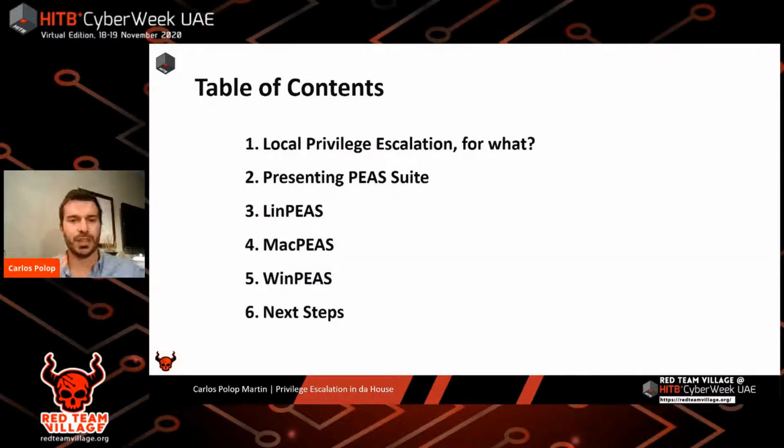So let's see the agenda we're going to see in this talk. First of all, I'm going to try to teach you, or try to defend, why local privilege escalation is useful. Then I'm going to present PEASS, the suite of tools that I have developed in order to find misconfigurations in machines more easily, so you can just execute some script, find the misconfigurations, exploit them, and escalate privileges easily in each machine. Then we are going to talk about LinPEAS, MacPEAS, WinPEAS, and then some future steps for this script suite.